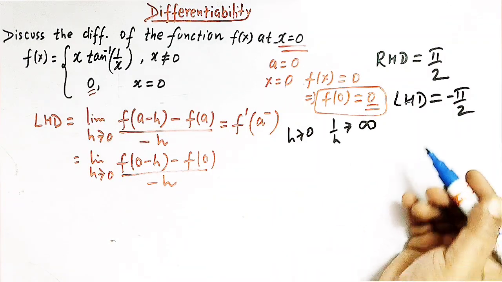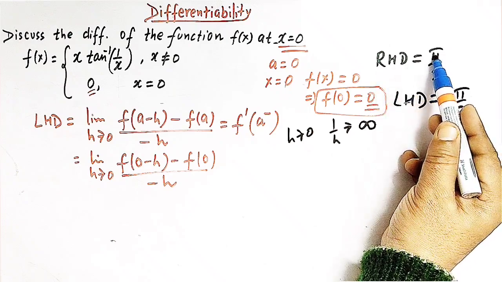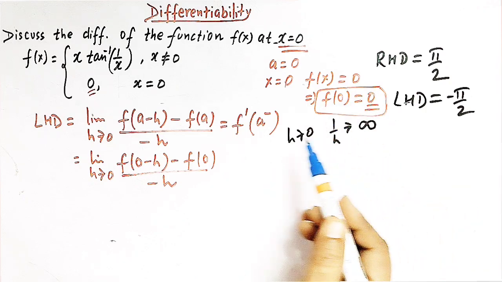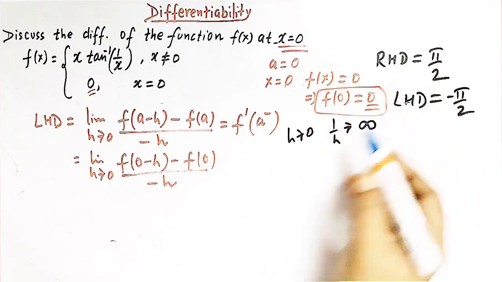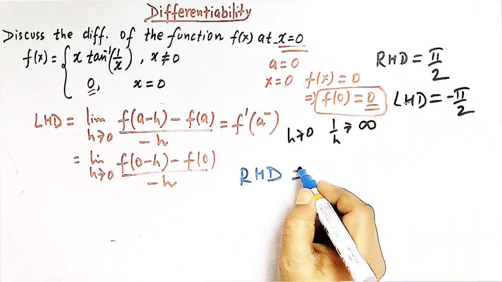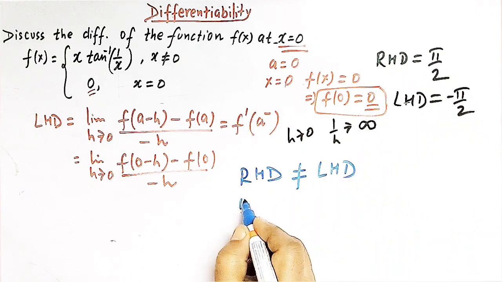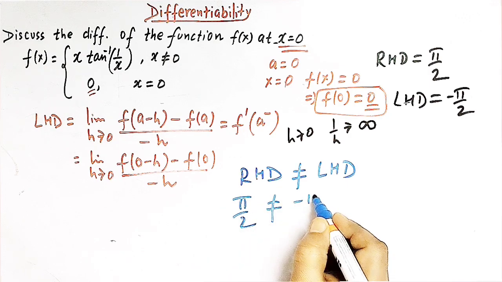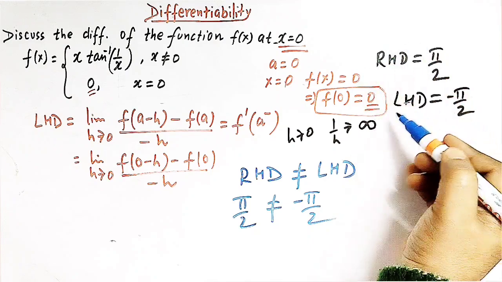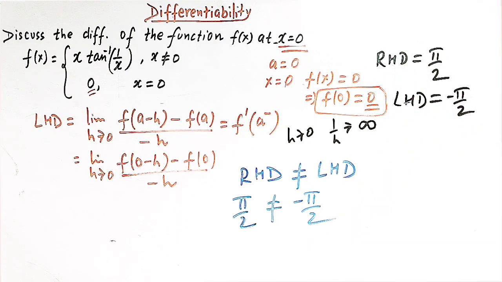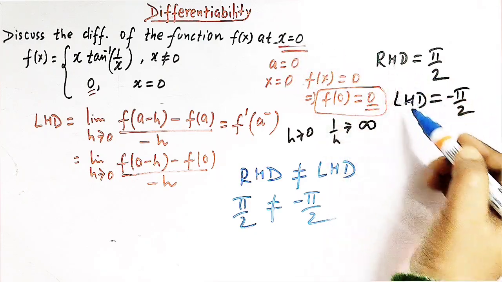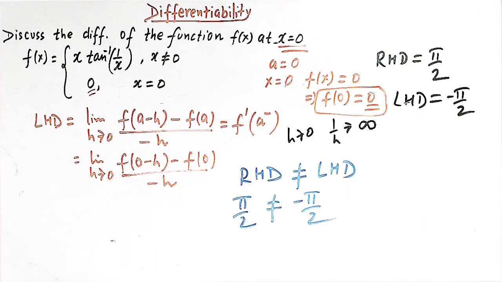So viewers, we have obtained the value of the right hand derivative as pi by 2 and the left hand derivative equal to minus pi by 2. And from this discussion, we see that the right hand derivative and left hand derivative are not equal to each other. That is, pi by 2 is not equal to minus pi by 2, right? So here, although the right hand derivative and left hand derivative both exist and they are finite when x is equal to 0, these two derivatives are not equal to each other.